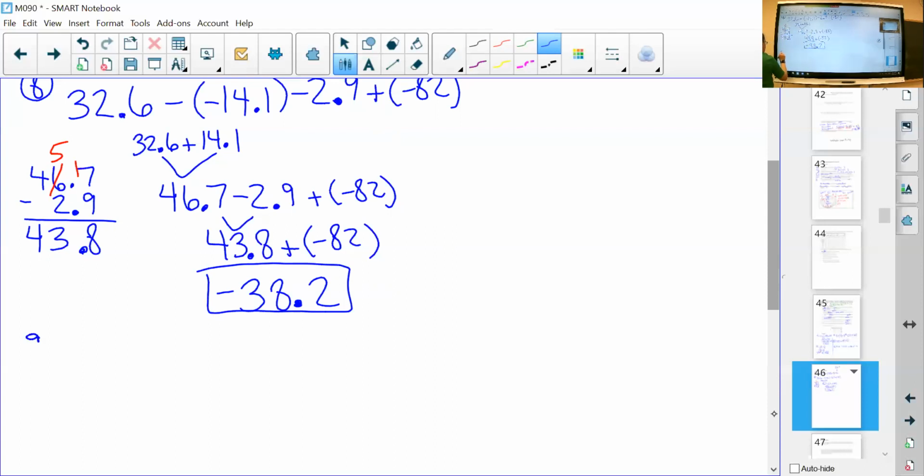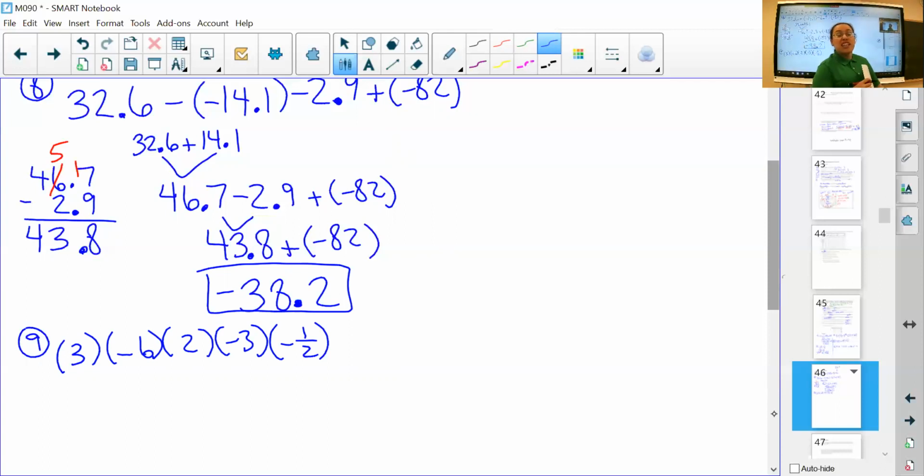Number 9. Do some multiplication. 3 times negative 6 times 2 times negative 3 times negative 1/2. We can do this a few ways. Because it's all multiplication, I just work left to right. And actually, because multiplication is commutative and there's no division in here, I could do any order I wanted. But if I work left to right, I can just do 2 at a time.